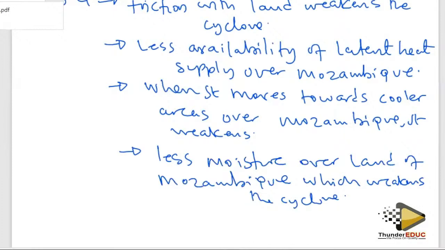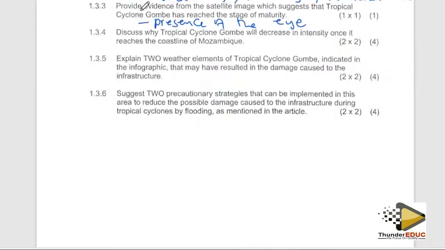Right, let's go back to the question. So we've seen what causes the intensity of the cyclone to decrease, right? If they say what makes the intensity to increase, then we shall give the opposite: availability of latent heat, a lot of moisture, less friction of the land, among other factors, right?